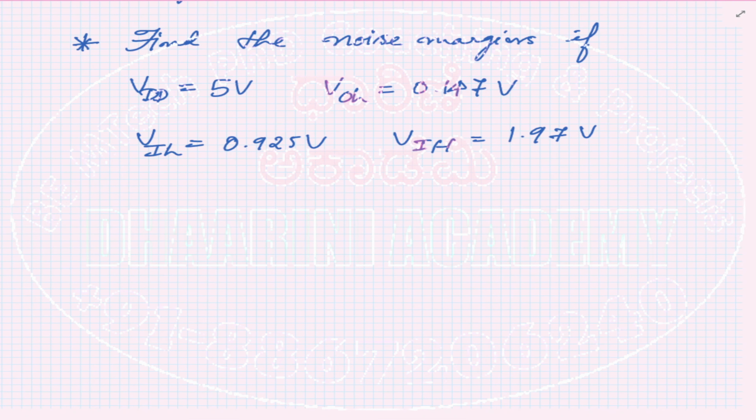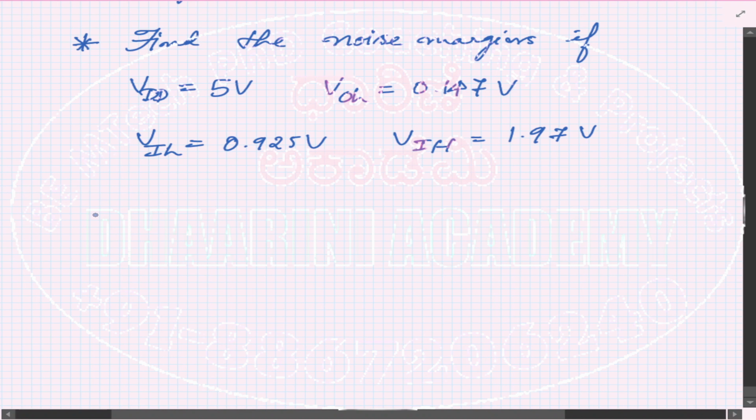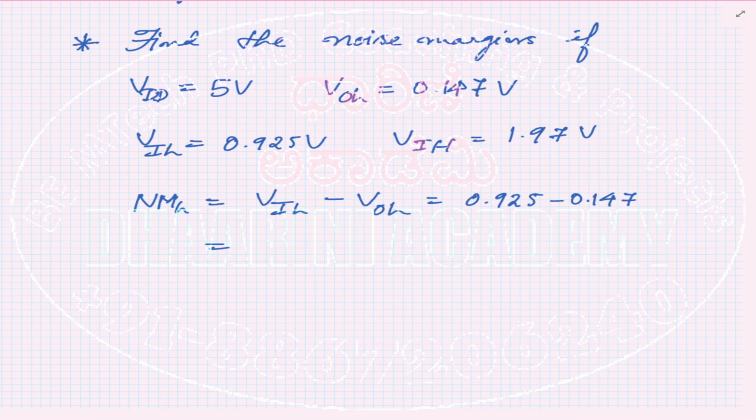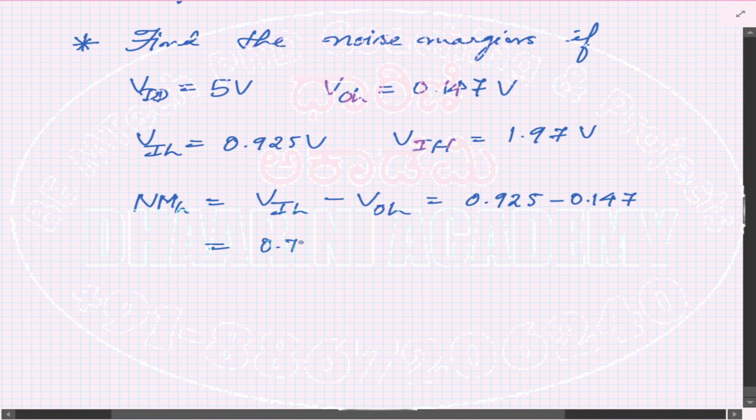We have the standard equations already given to us. In order to calculate the noise margin low value, this is VIL minus VOL, right? You can just check the values given here: 0.925 minus 0.147. So this comes to be 0.778. It's in terms of volts.